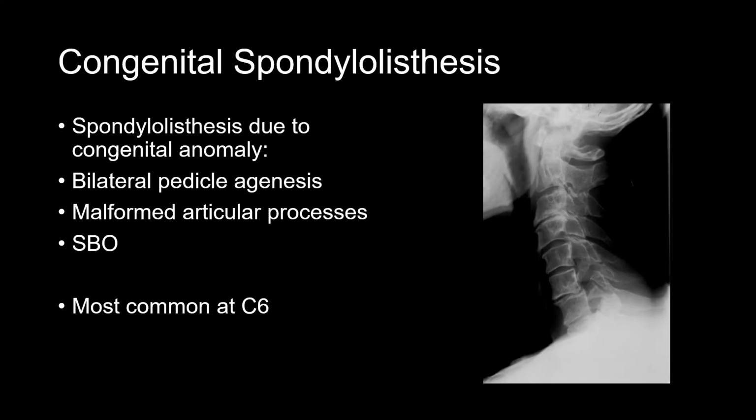Congenital spondylolisthesis. This is often caused by bilateral pedicle agenesis, meaning that the vertebral body is not anchored in place and can often slip forward, leading to an anterolisthesis. The example here at C6 shows a lack of a pedicle on one side, leading to a mild anterolisthesis.